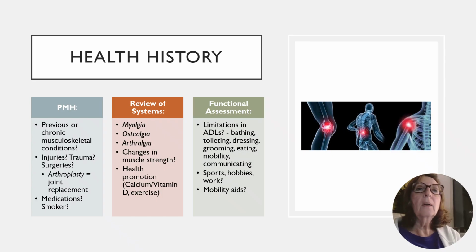When we talk about surgeries, we can ask if the patient has had an arthroplasty. That's a joint replacement. Typically what you're going to see are knee replacements, hip replacements, not so common shoulder replacements. Hips and knees are usually the big ones. When we talk about a review of systems, we're going to talk about myalgia, which is muscle pain. We're going to talk about ostealgia, which is bone pain, which is different from arthralgia, which is joint pain. Make sure that you know those medical terms.